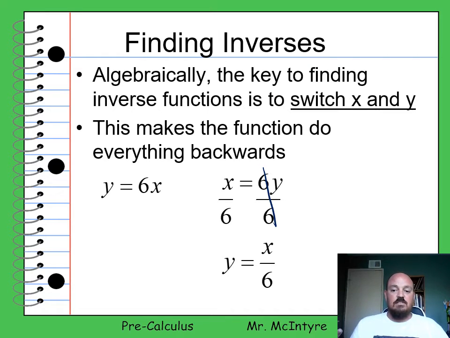Now that's a very simple example. That's basically just multiplying and dividing. The first equation says take x and multiply it by 6. And the second equation says take x and divide it by 6. So yeah, they're definitely inverses, multiplying by 6 and dividing by 6. That's an overly simplified example just to show you how to do it.